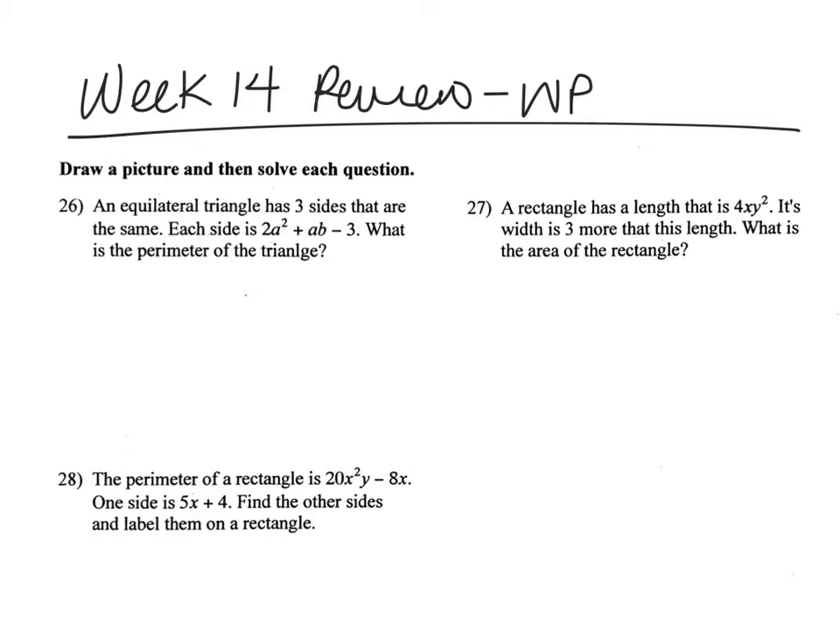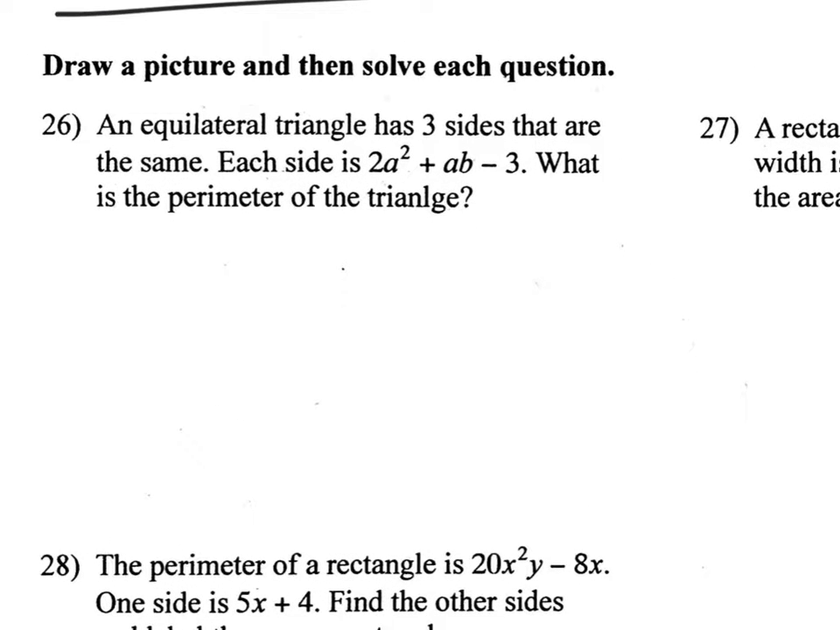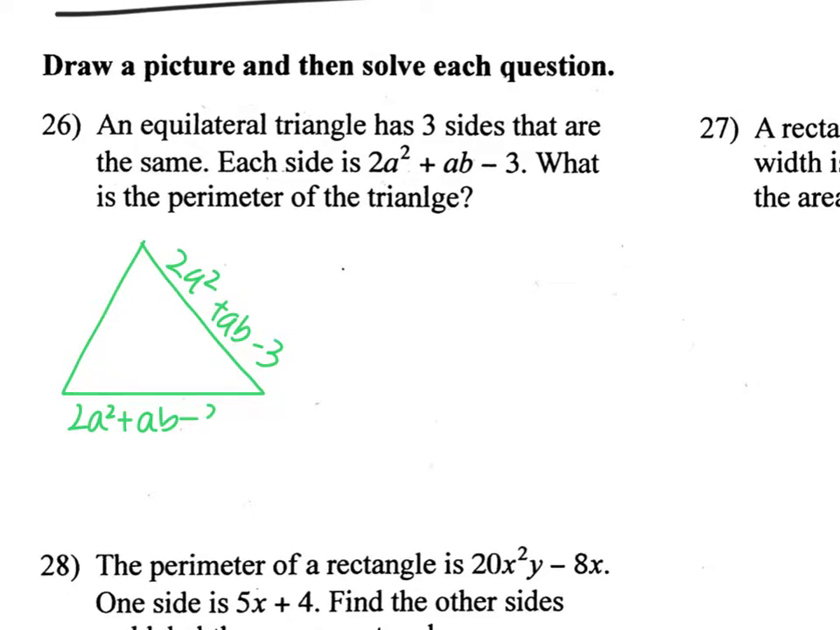All right, question 26 says an equilateral triangle has 3 sides that are the same. It says to draw a picture, so I'm going to go ahead and do that. Got a triangle, 3 sides that are all the same. Each side is 2a squared plus ab minus 3. What's the perimeter? I think you're probably going to find it easiest to just write this out every time so that you can physically see what's going on. 2a squared plus ab minus 3 on each side.